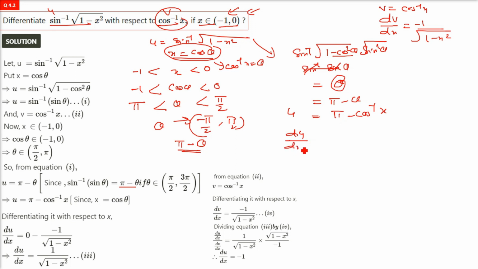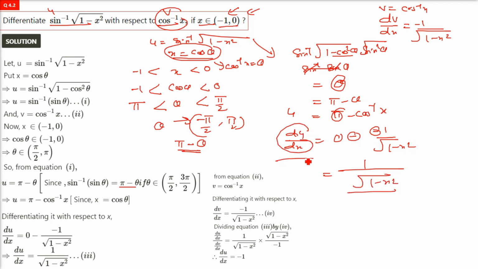When you take du by dx, what are you going to get? Pi will be 0. Minus will remain like that. Cos inverse x will be what? Minus 1 by under root 1 minus x square. Minus minus gets cancelled. So it will be 1 by under root 1 minus x square. So now dv by dx, du by dx, both you have. Now divide them as we have been doing in the previous questions. This gets cancelled. Only -1 will remain. -1 will be the answer, unlike the previous question which gave you 1 as the answer.